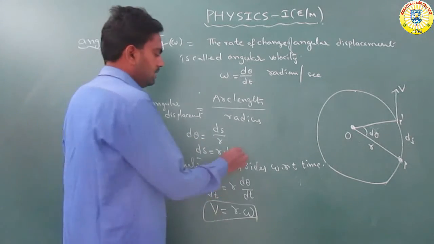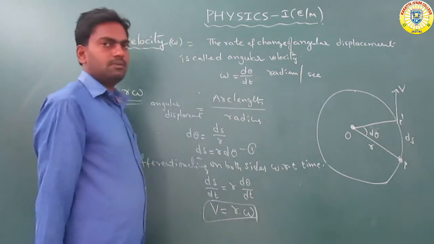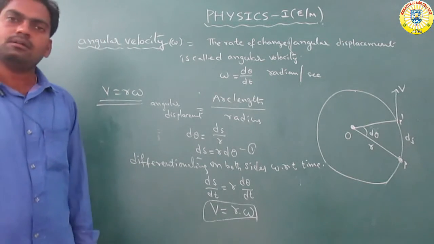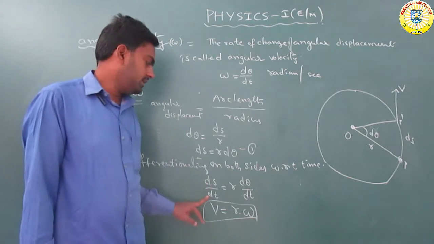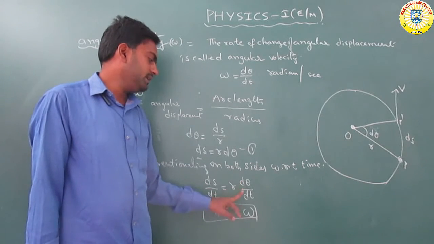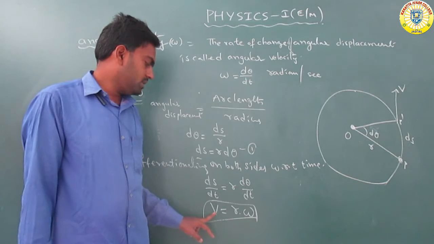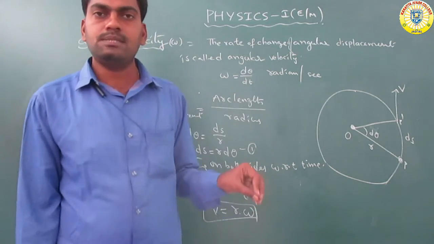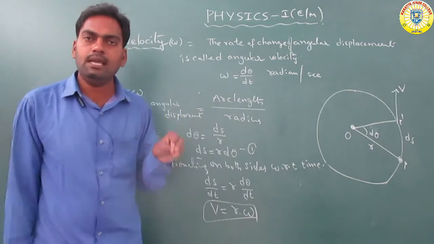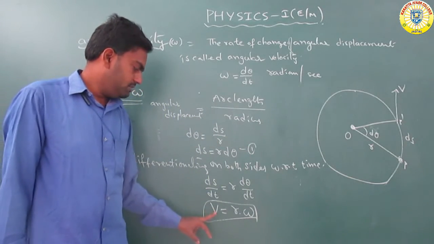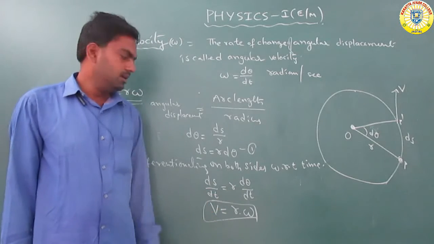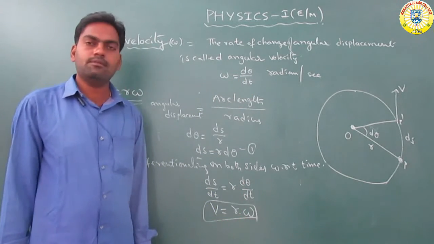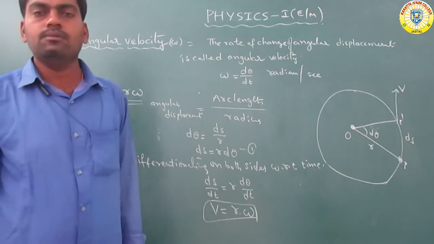This is equation 1. Differentiating equation 1 on both sides with respect to time, ds by dt is equal to r into d theta by dt. So V is equal to, ds by dt is nothing but the change in the displacement with respect to time, which is called velocity. So velocity V is equal to R omega. Omega means d theta by dt is equal to omega. Now substituting in the equation, V is equal to R omega. Got it?